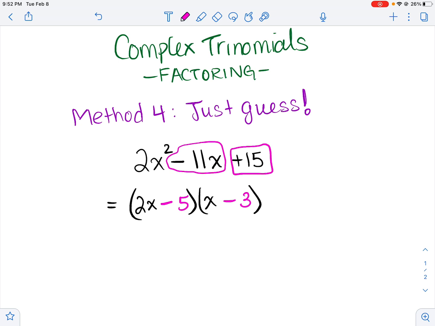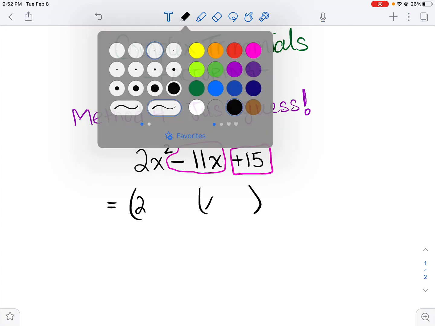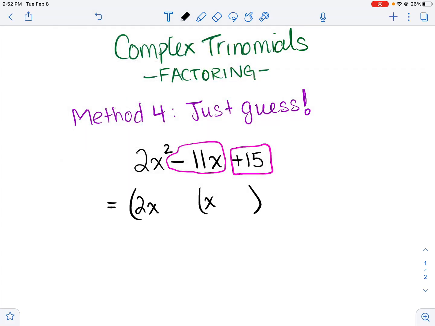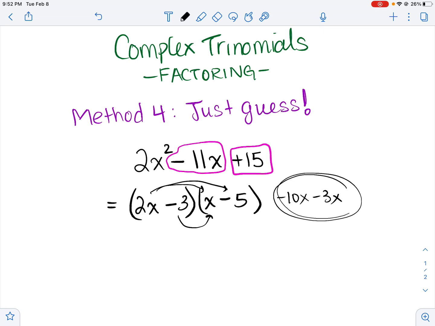Then I just figured out what would go in the brackets. Now, what could happen to you, what I'm surprised didn't happen to me, is you could put the 2x and the x and not know which one goes where. Maybe you put the 3 there and the 5 there because you don't know. Well, it's going to come out when you check: 2x times x, 2x squared, check. Then I'm going to get negative 10x, and then negative 3x. I know right away that's not going to work because it's not going to equal negative 11. I know the 15 and the 2x squared are going to be fine because I made them work. So now I'm just battling to make sure the negative 11 works. And it doesn't in this case.